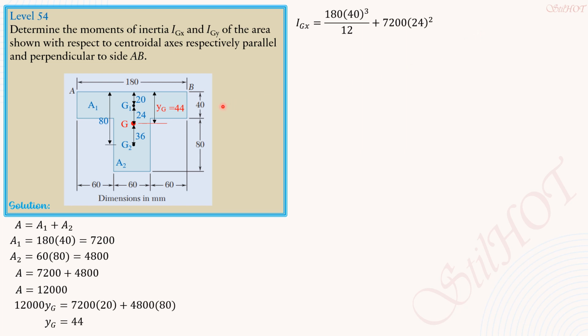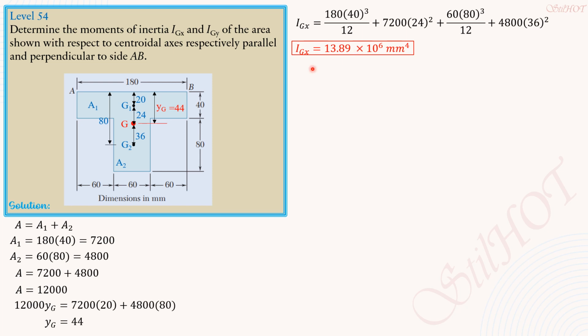Then plus the moment of inertia of this rectangle here with respect to the centroid here, which is 80 cube over 12. The area is 4800 and the distance is 36 square. So the moment of inertia with respect to the centroidal x-axis, 80 cube over 12 for this area 2 here, and the distance between its local centroidal axis and the centroidal axis of the entire area is this distance of 36 square. Combining, it is equal to 13.89 times 10 to the 6 mm to the 4th.